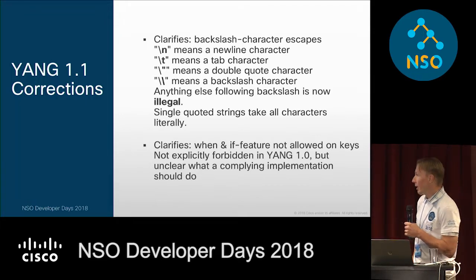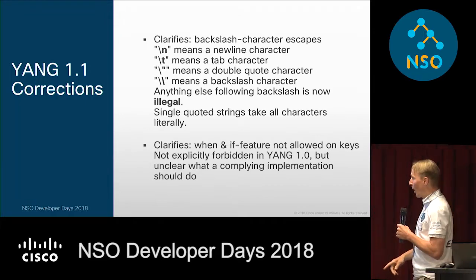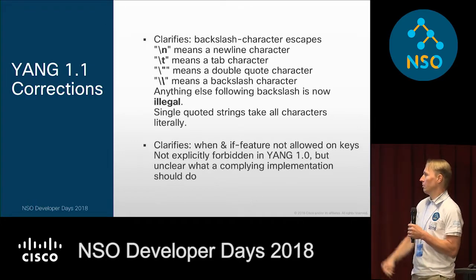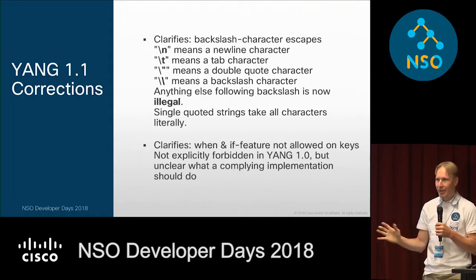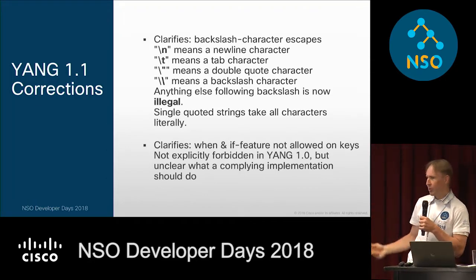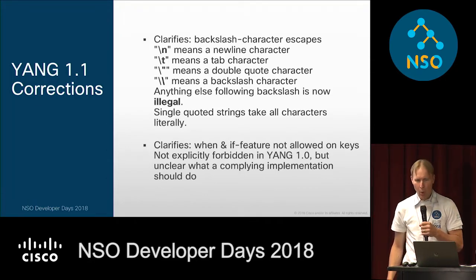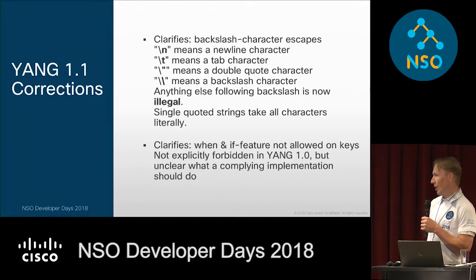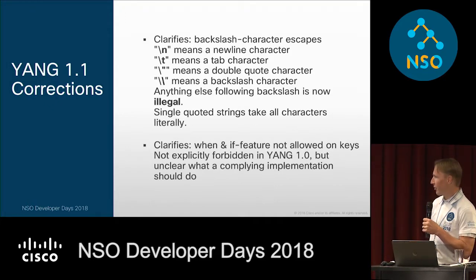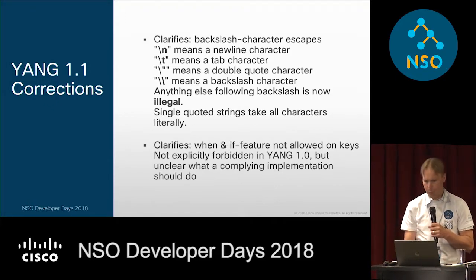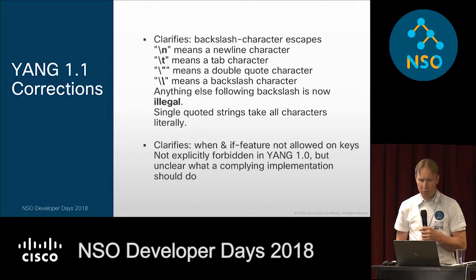Another clarification is that if you have if-feature or when statements on things that are keys, Yang 1.0 didn't exactly say anything about that, so the exact meaning is sort of unclear. Whereas Yang 1.1 says that is not allowed. I think many implementations would either do something that you don't want or crash if you try to do that with 1.0. Okay, so then there's some changes.